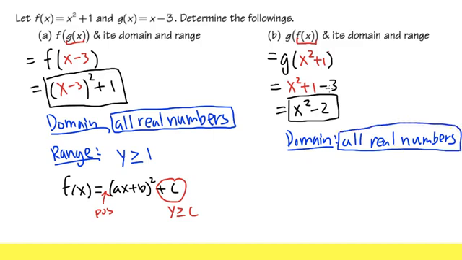Right? And then in the end, for the range, well, same thing here. We see that we have x to the second power here, and this is a positive coefficient. That means we just have to pay attention to this number and say y is greater than or equal to this, which is negative 2. All right, so that is it.